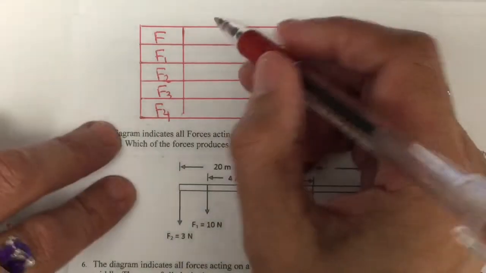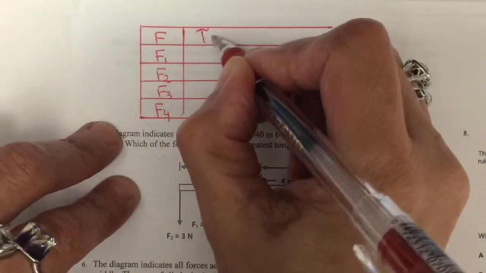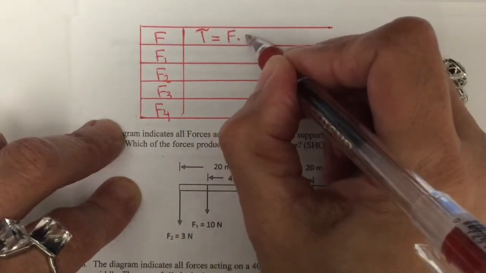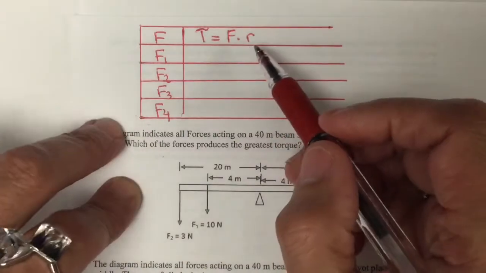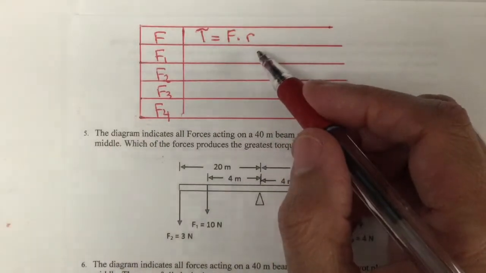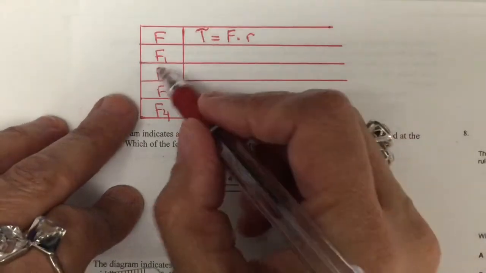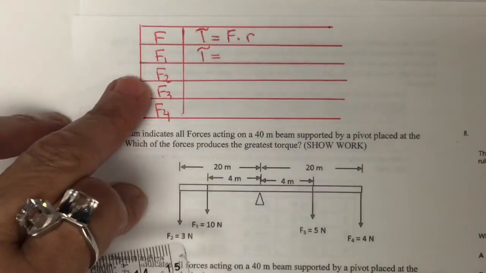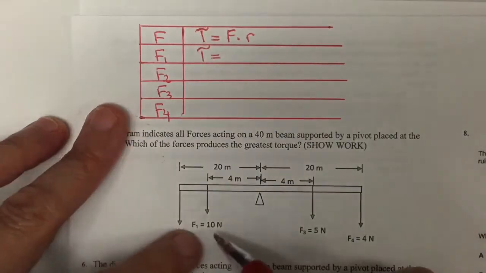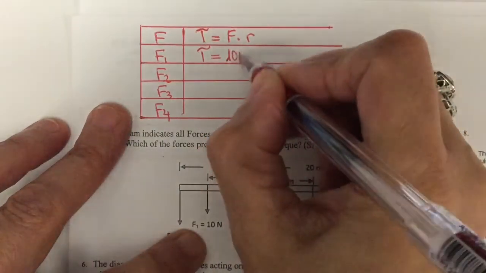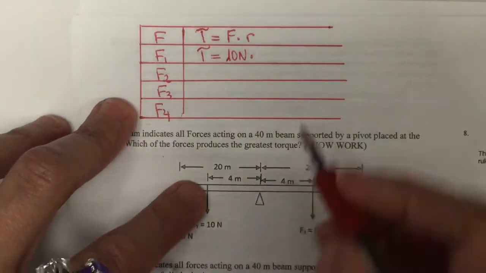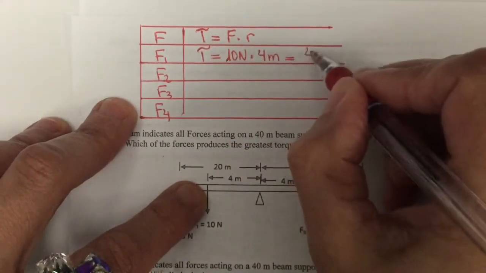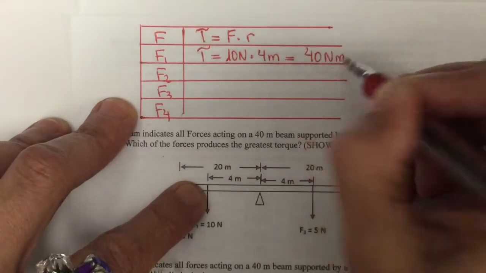This second column, I'm going to calculate the torque produced by each force. So remember, the formula is force times the distance where it is applied to the fulcrum or pivot. So for F1, the force 1 is 10 newtons. So 10 newtons times the distance where it is applied to the fulcrum, which is 4 meters. So the torque here is 40 Newton meter.